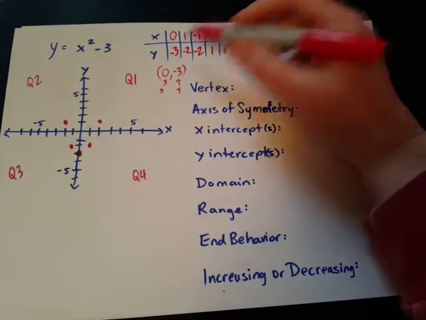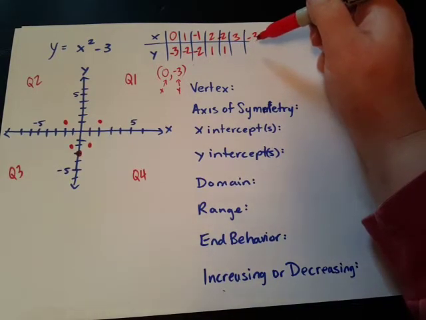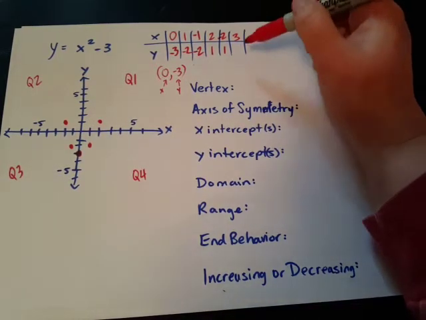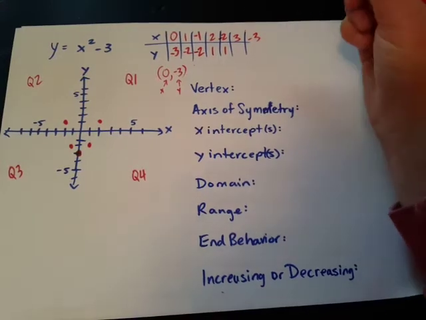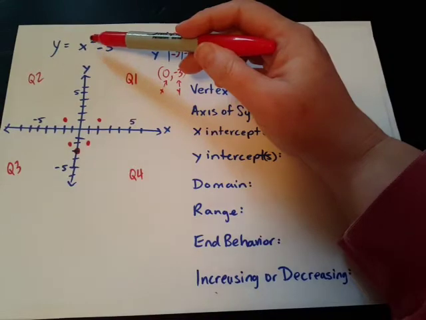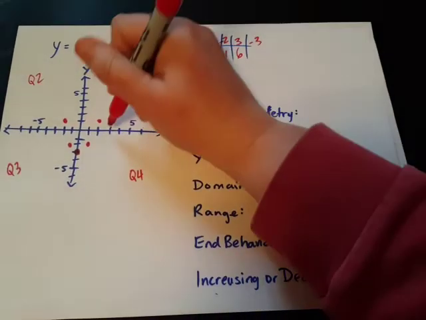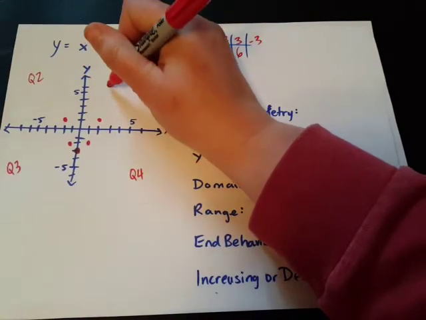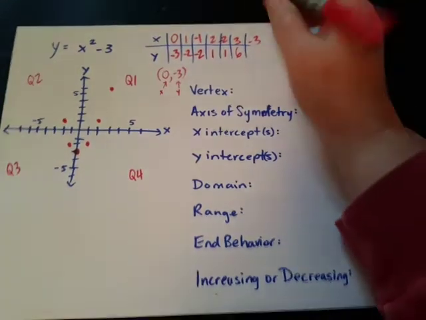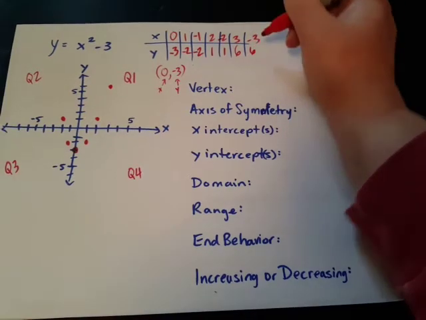Last one. We don't always do it like this. Basically, this is what we're going to use our graphing tools for online, because this gets tedious. 3. 3 squared is 9. Minus 3 is 6. So when x is 3, y is 6. And when x is minus 3, y will also be 6.